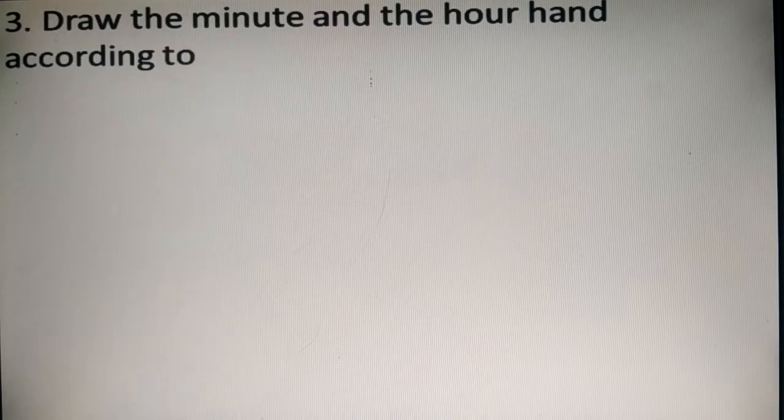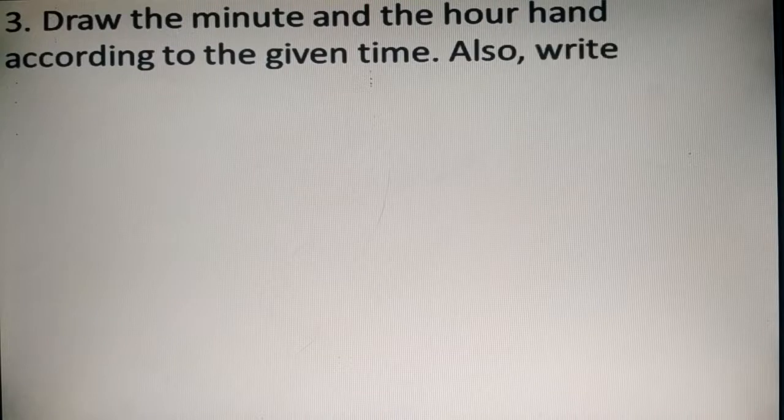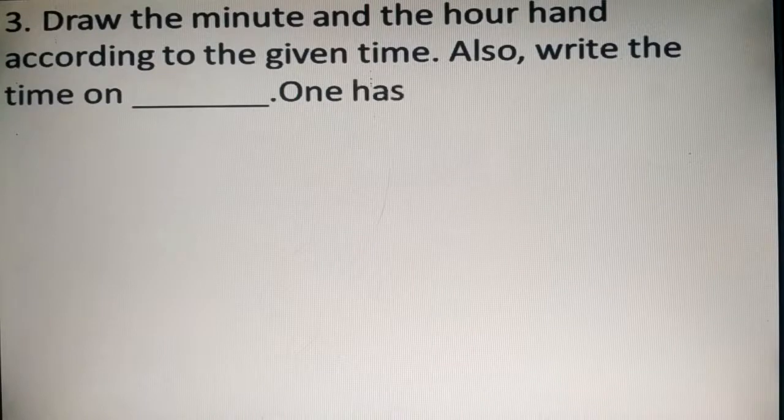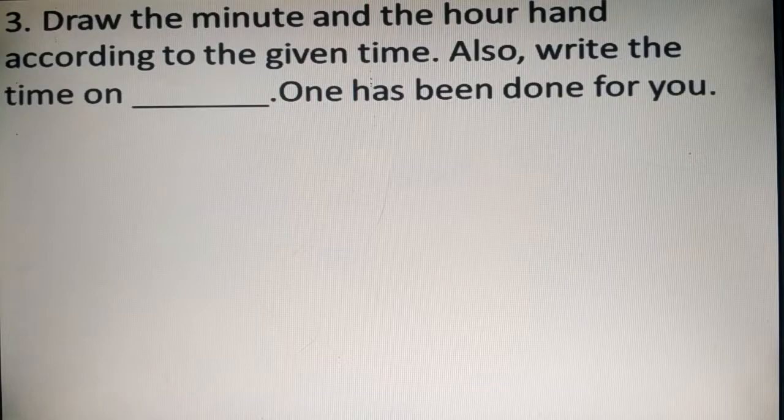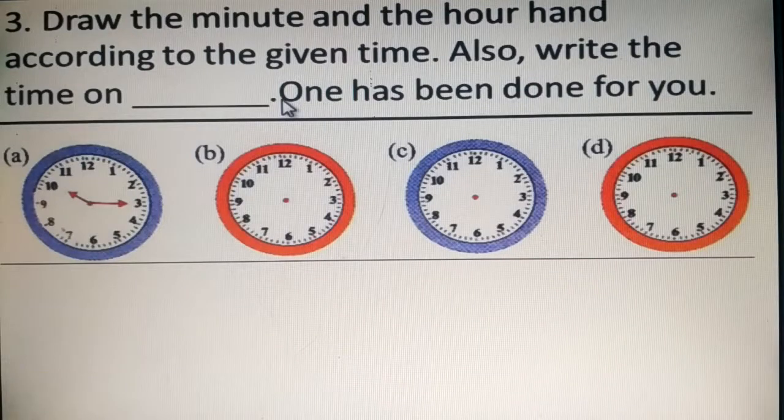Next is question number 3. Draw the minute and the hour hand according to the given time. Also write the time on dash. One has been done for you. You have to draw the minute hand as well as hour hand according to the time and also fill up the given dash in the exercise. What has been done for you? Let's see. These are the clocks. In this one you have to write time in numbers.